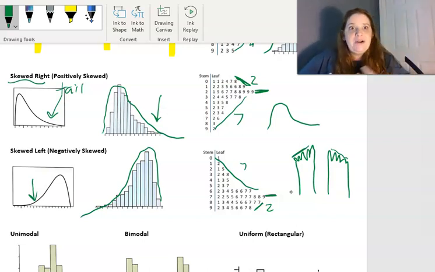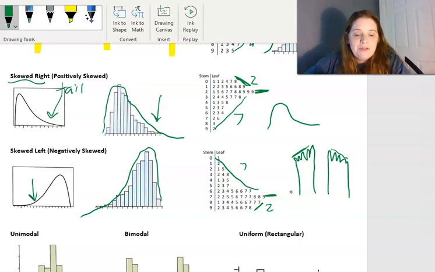So worst case scenario, if you're looking at a graph and you can't remember the skew, think about your foot. Does it look more like my left foot or my right foot? If you wear flip-flops to a test, it's almost like cheating.